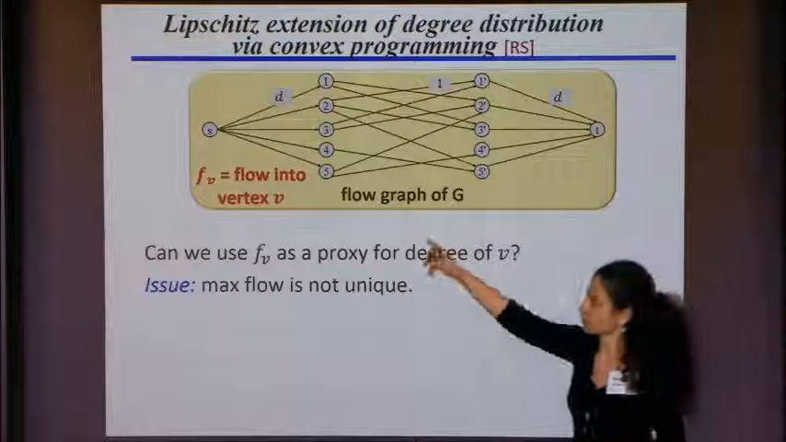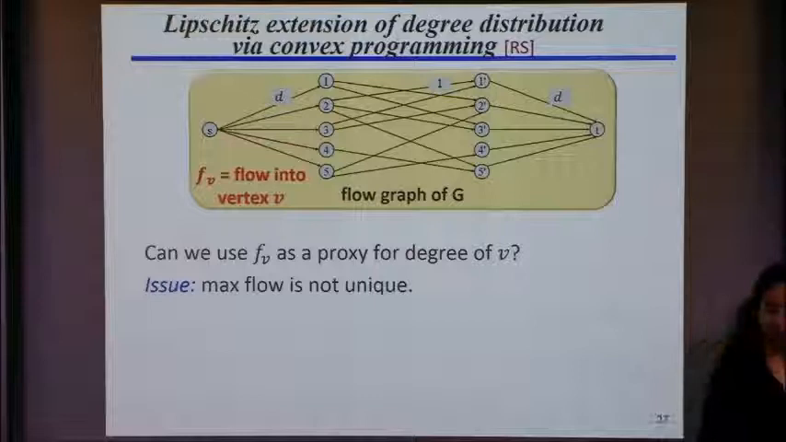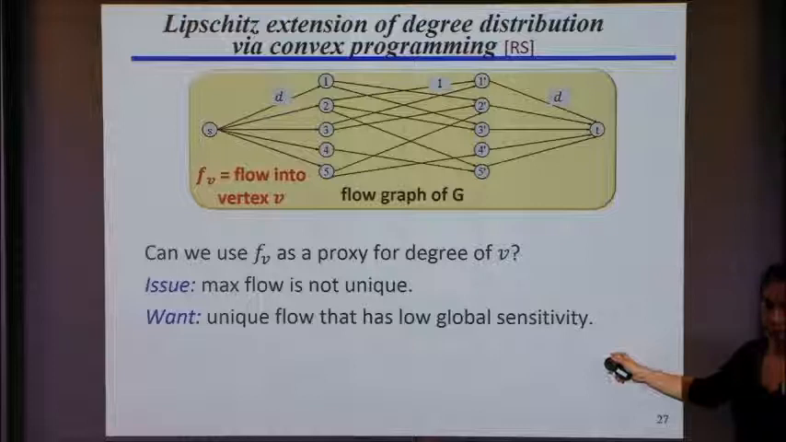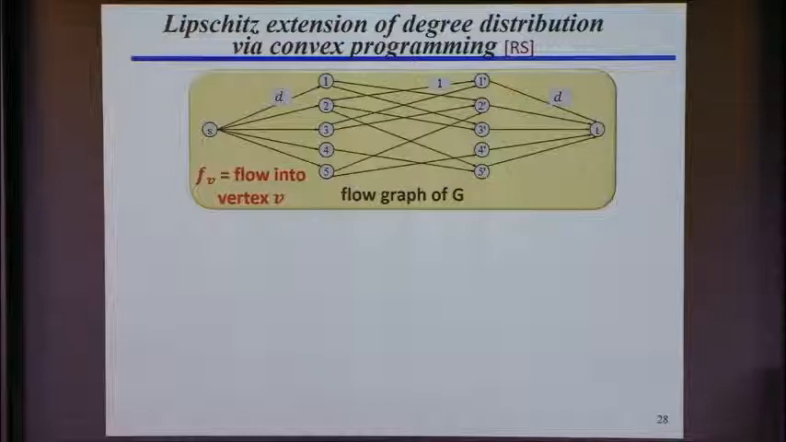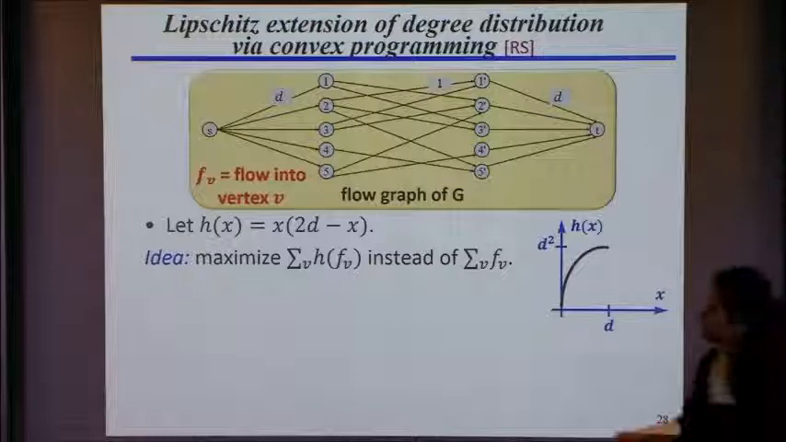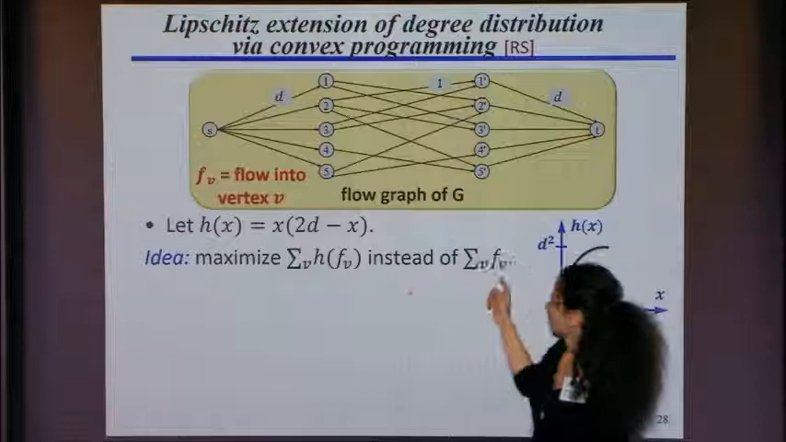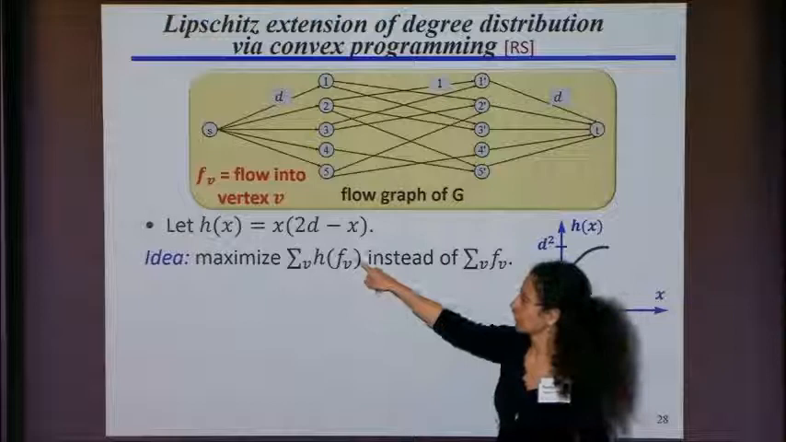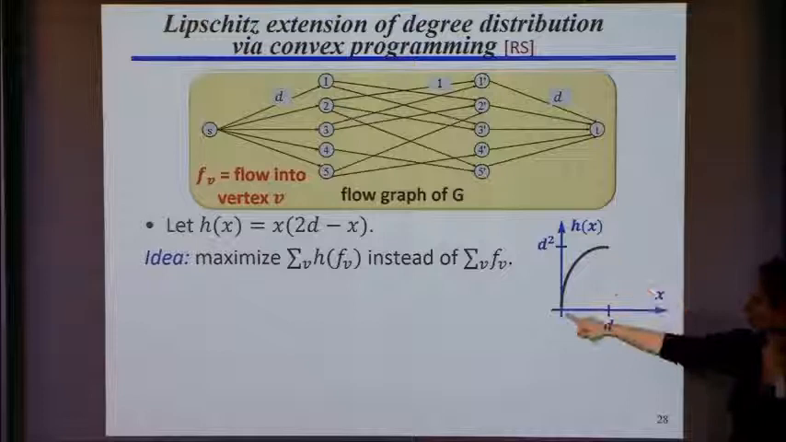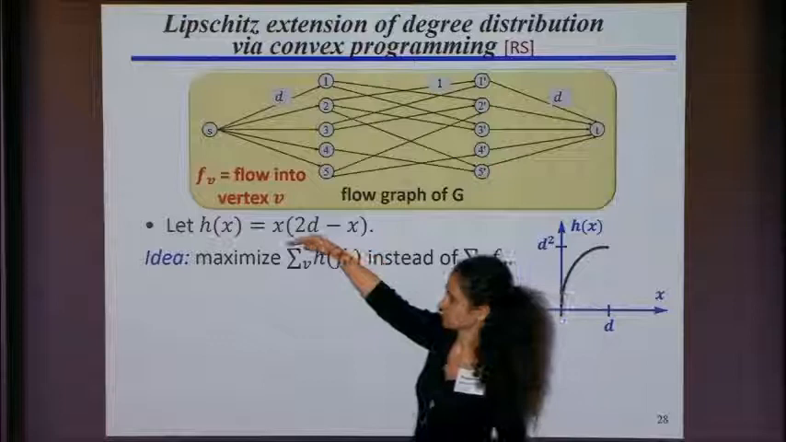The value is unique. This is what we used before, we output it, but the maximum flow itself is not unique. So what we would like to get is a unique flow that has low global sensitivity. How are we going to do this? We're going to maximize a different function. Instead of maximizing the sum of the flows, we're going to maximize the sum of some function of the flow. And this function is a strictly concave function, which is strictly increasing on the interval from 0 to d. This is an example of such a function. Maybe it's not very important what the specific function is. It looks like this. And this is what we're going to maximize.